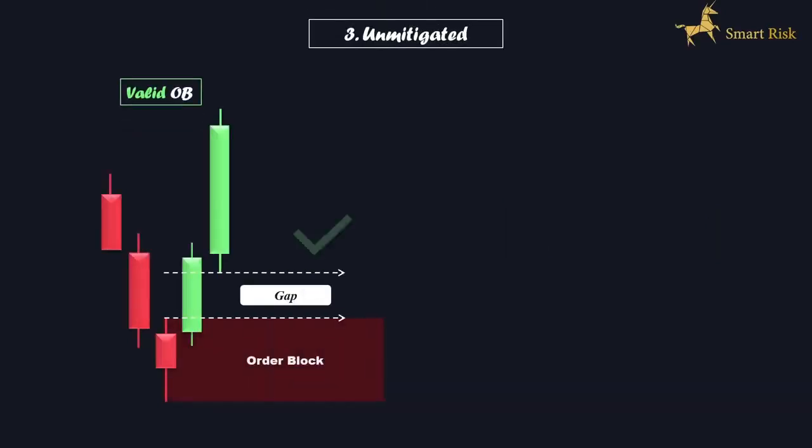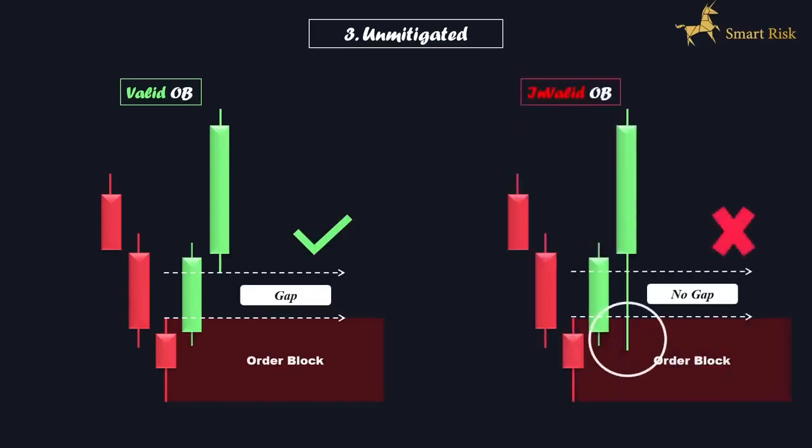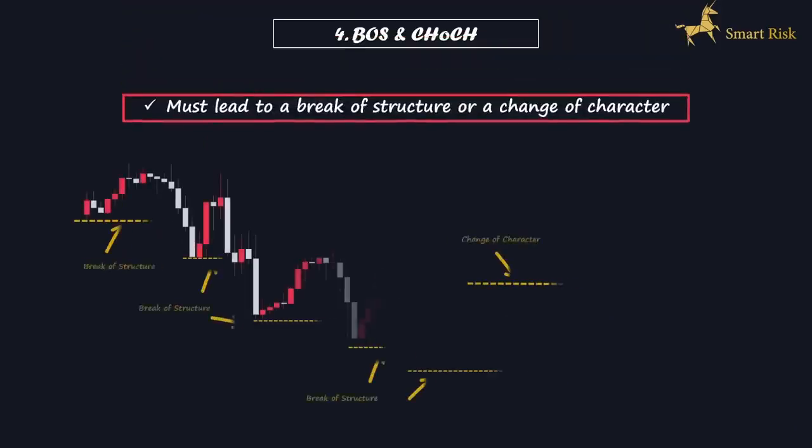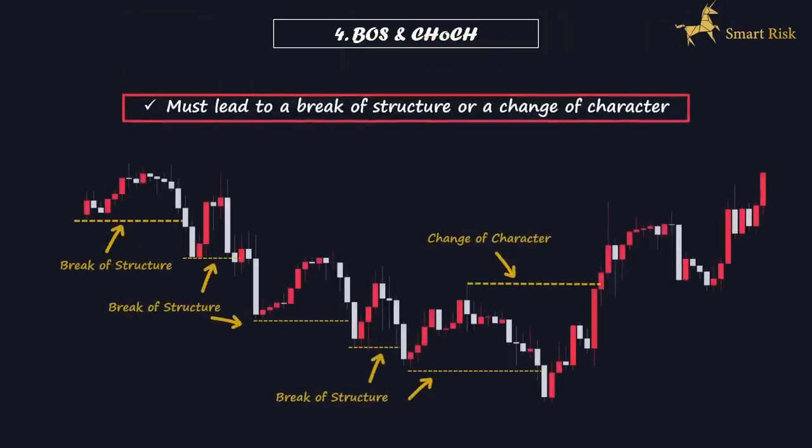Rule number 3. It must be unmitigated. Order blocks are considered one-time use, meaning we focus on the trading opportunity when price first enters an order block. Once an order block has been mitigated, we do not consider it as an area of interest for future trading. Rule number 4. It emphasizes that a high-quality order block must lead to a break of structure or a change of character in the market. Break of structure and change of character are essential signals that indicate whether the market will continue in its initial direction or will experience a reversal.